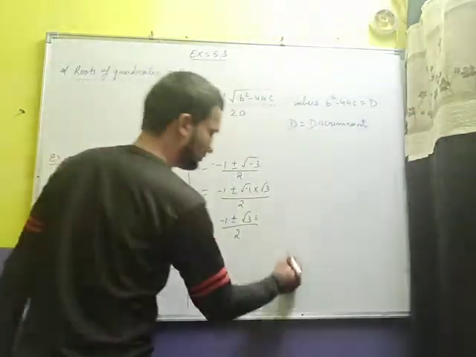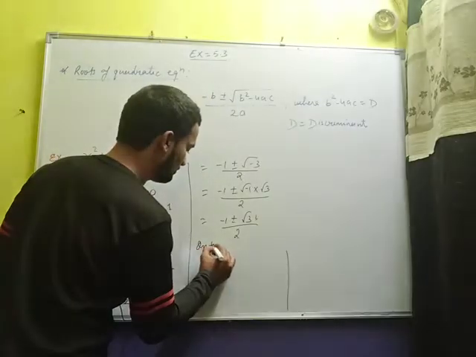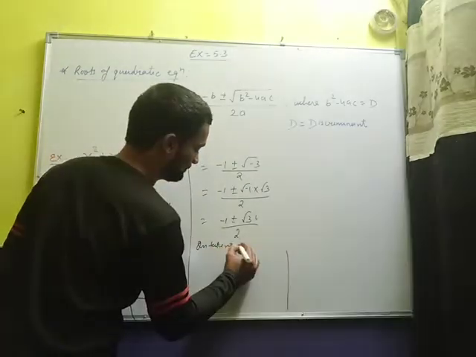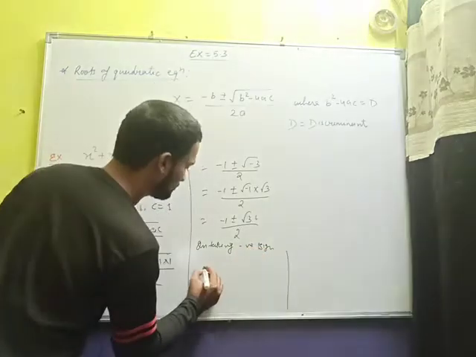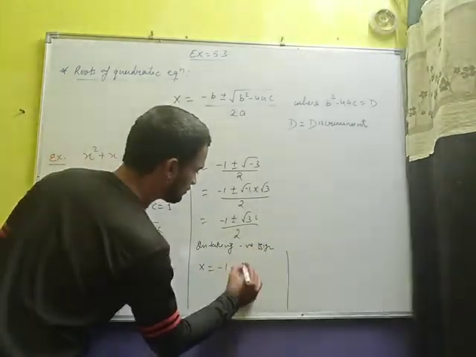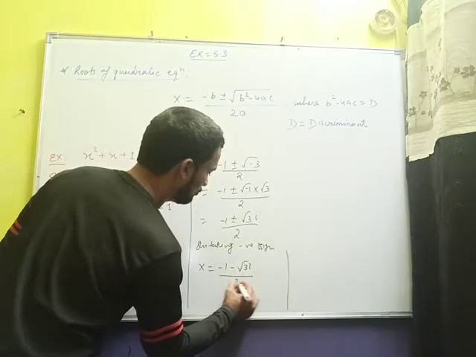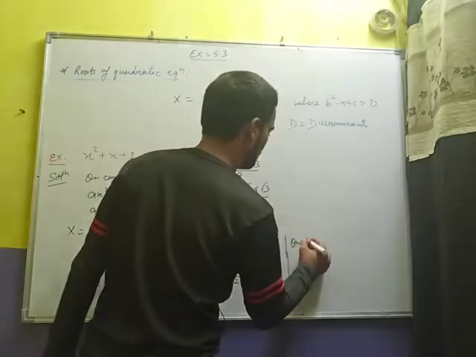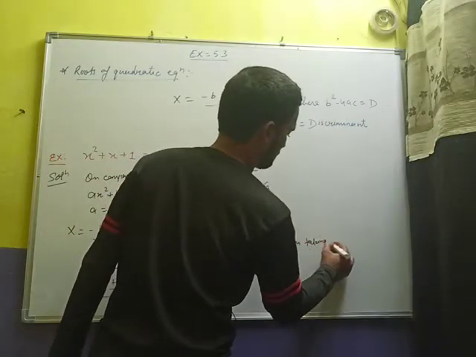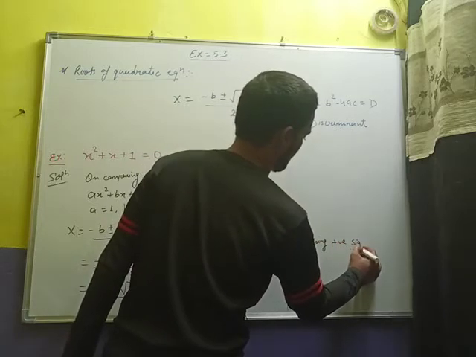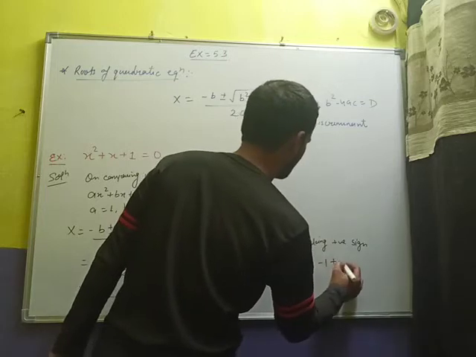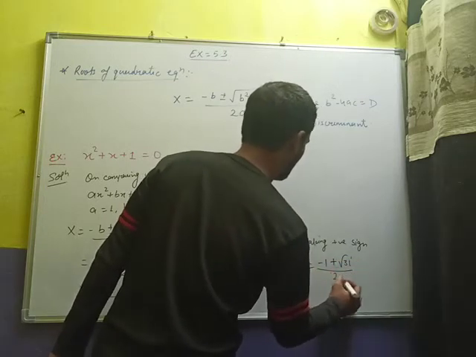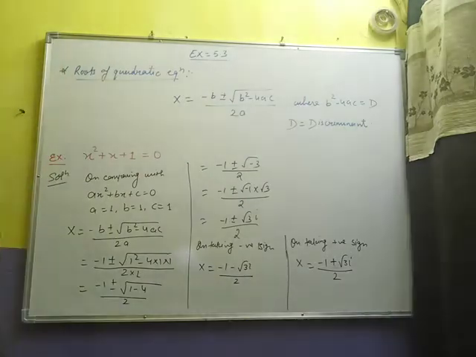Then as you know in previous classes, on taking negative sign, x will be what? Minus 1 minus root 3 iota upon 2, and on taking positive sign, this x will be minus 1 plus root 3 iota upon 2. So these are the two roots of this given question.